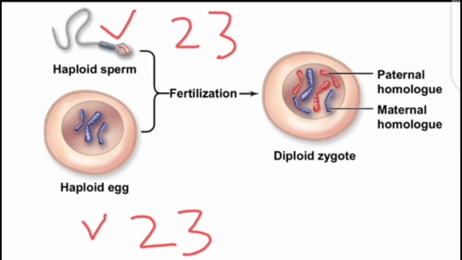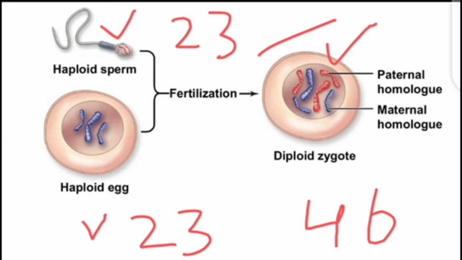After fertilization, when they are fused together, the total number of chromosomes is 46. So the zygote, this one is the zygote, contains 46 chromosomes. Total number? 46 chromosomes. So that is why egg and sperm are known as reproductive cells, but the zygote is a diploid cell, so it contains 46 chromosomes.